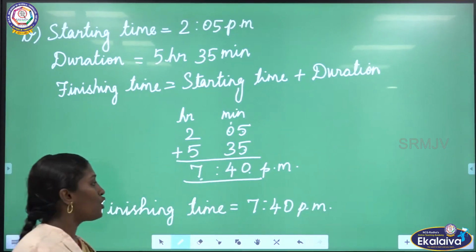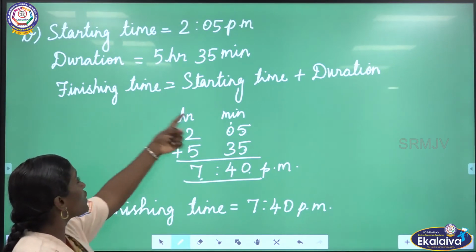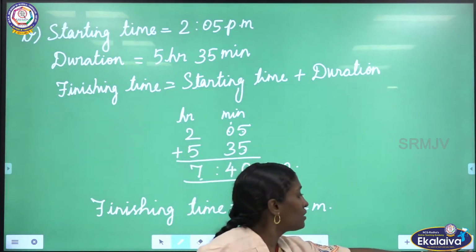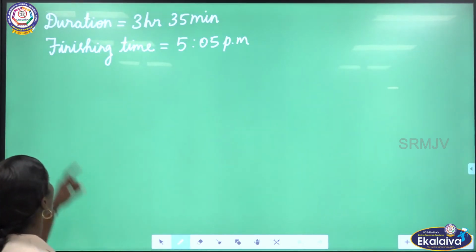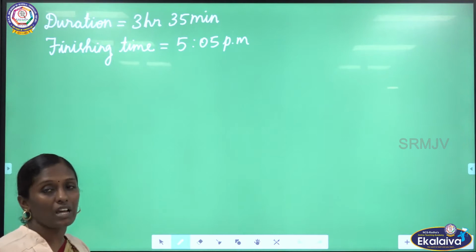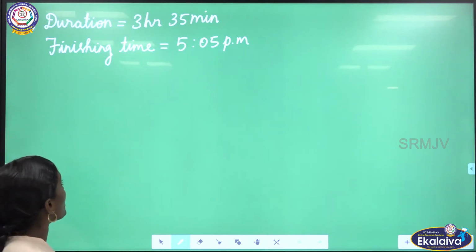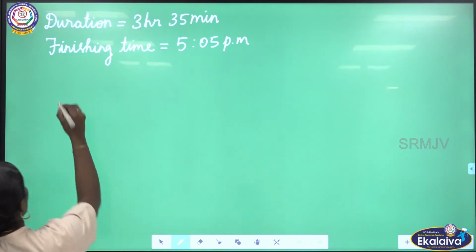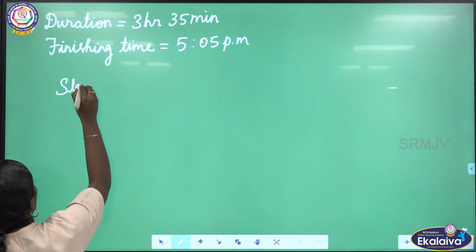Is it clear, children? To find the finishing time, this is the formula: starting time plus duration. Then the next question, here duration and finishing time is given. We are going to find the starting time. So to find the starting time, what is the formula? Finishing time minus duration.